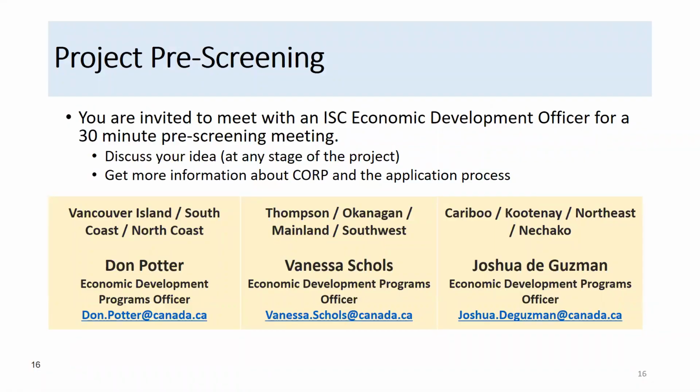And the last slide is our contact information for the economic development officers. So you can get in touch with any one of us if you're thinking about applying to the program. And we can set up a pre-screening meeting, about 30 minutes, just to talk about the project, make sure that it is an eligible project before you get all the paperwork in order and start working on the application process. Just make sure that you've talked to us and it is a project that can move forward through the process.